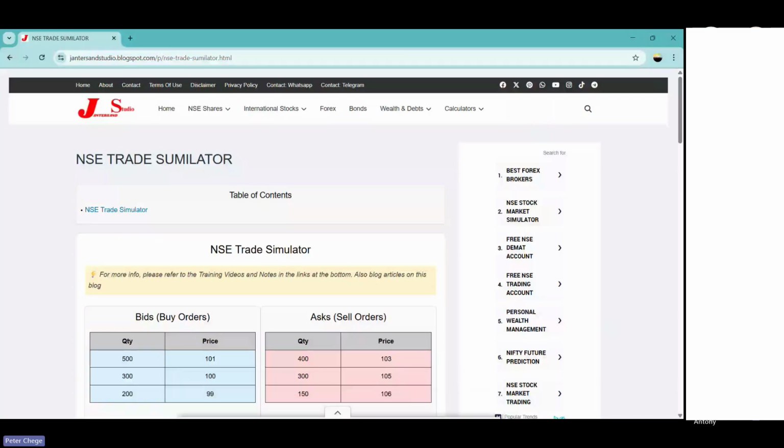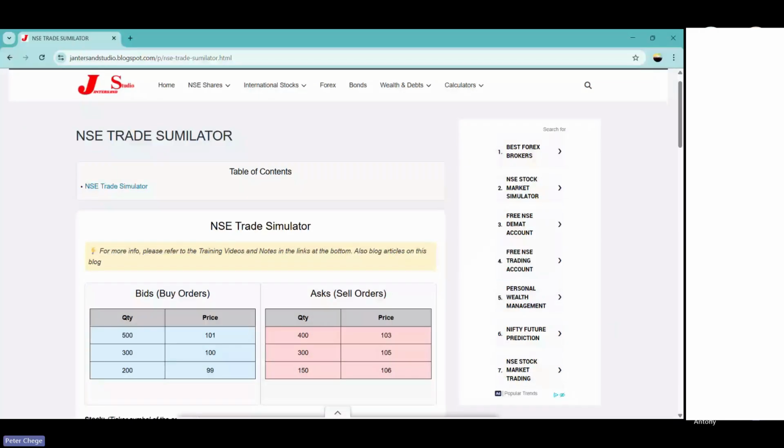Confirm you can see that screen with an NSE simulator. Confirm on the chat so that I know we are together. Just one person to just confirm. Okay. It's just a simple simulator, but it helps you before you submit the order. You know the consequences.